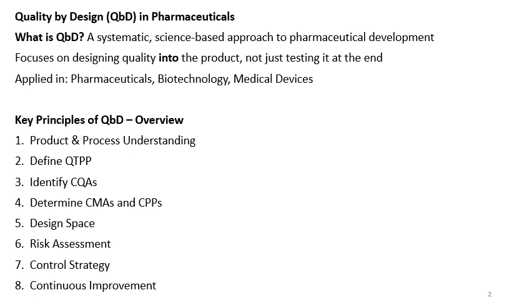The QbD concept depends on some key principles. First is product and process understanding, then defining the quality target product profile for the pharmaceuticals, called QTPP. Then identifying the critical quality attributes, these are CQAs, determining the critical process parameters, that is CPP, providing the design space, doing the risk assessment and making the control strategy. After control strategy, the last key principle for QbD is continuous improvement.